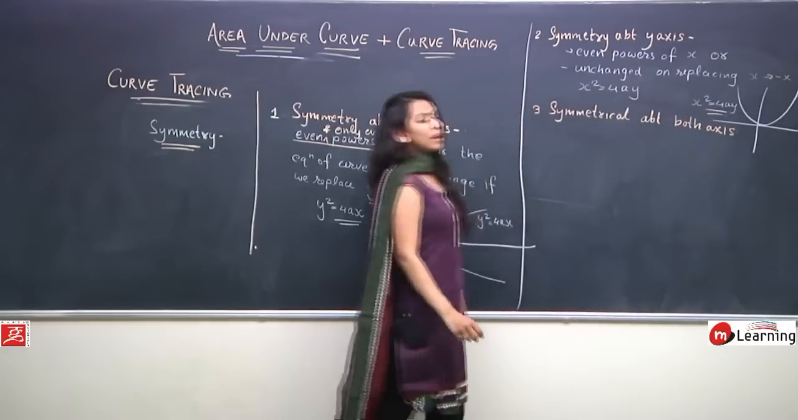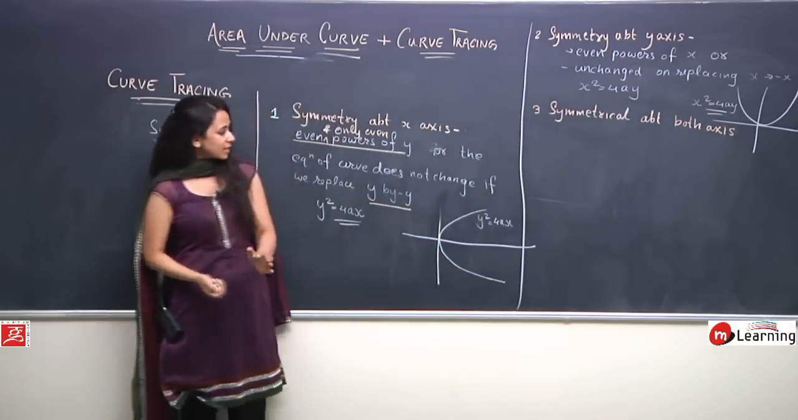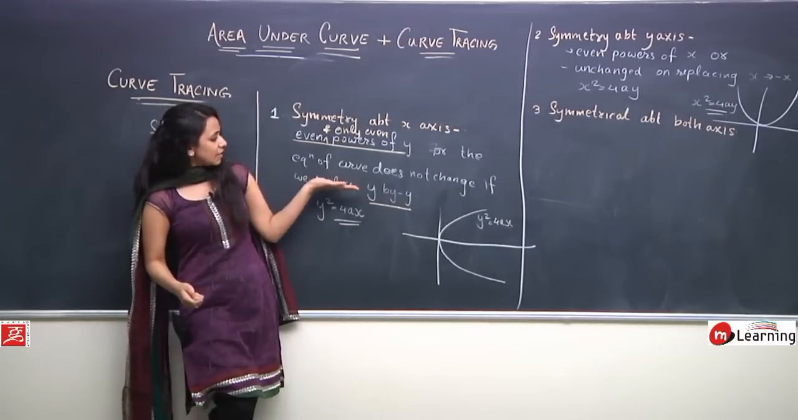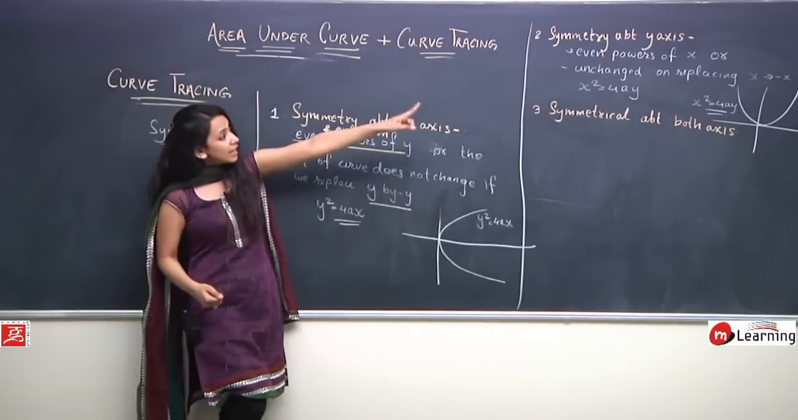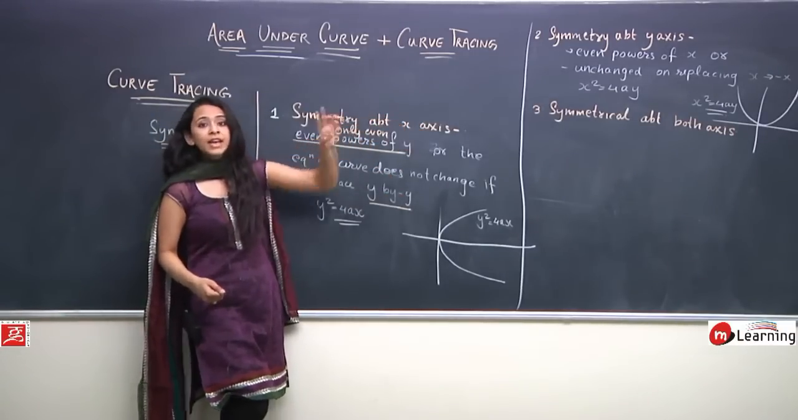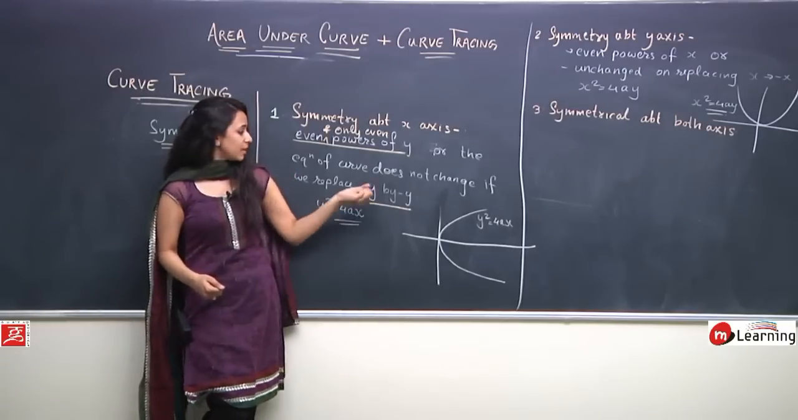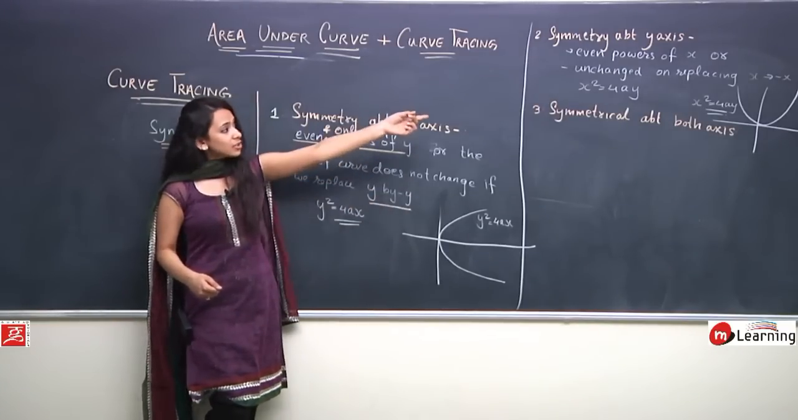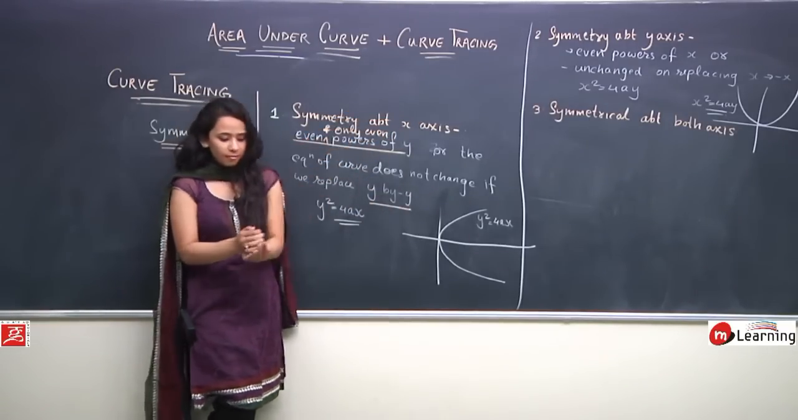So it should be symmetrical about x axis, it should be symmetrical about y axis. Then the condition would be it has even and only even powers of x, even and only even powers of y. Equation of curve does not change if we replace y by minus y, and equation of curve does not change if we replace x by minus x.